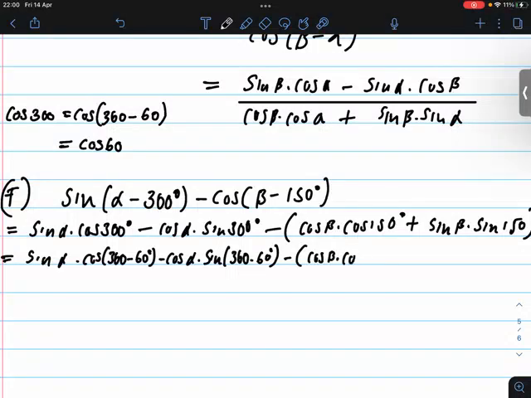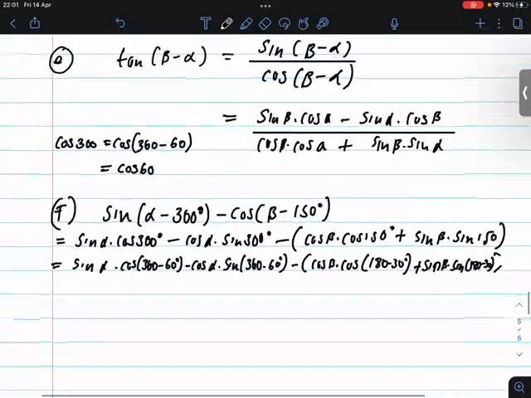This is the same as what? 150. How do you write 150 in terms of boundary angles? 180 minus 30. Plus sine beta, same thing, 180 minus 30.